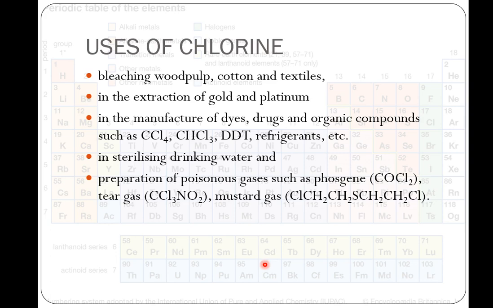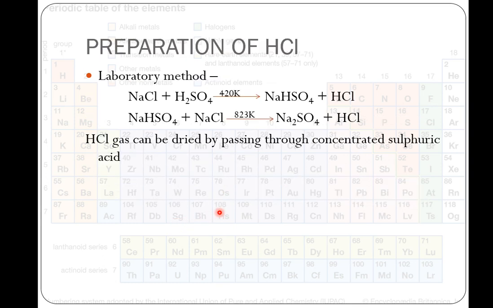Uses of chlorine. Used for bleaching of wood pulp, cotton, textiles, extraction of gold, platinum, manufacture of dyes, drugs, organic compounds, sterilizing of drinking water, preparation of poisonous gases such as phosphene, tear gas, and mustard gas. Preparation of HCl.